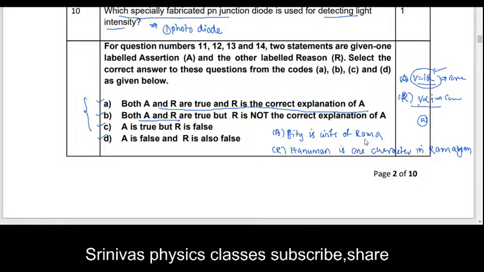Sita is wife of Rama. It is correct, A is correct. Hanuma is one character in Ramayan. That is also correct. But Hanuma is not the reason for Sita being wife of Rama, right? R is not the correct explanation of A, the assertion. We will select like this: both A and R are true, but R is not the correct explanation of A.